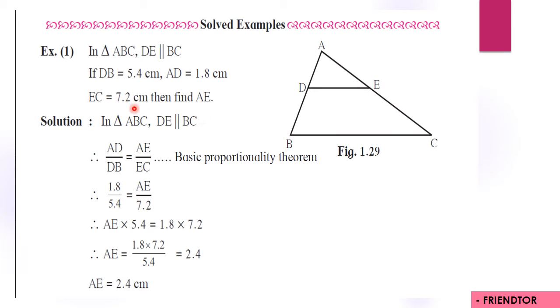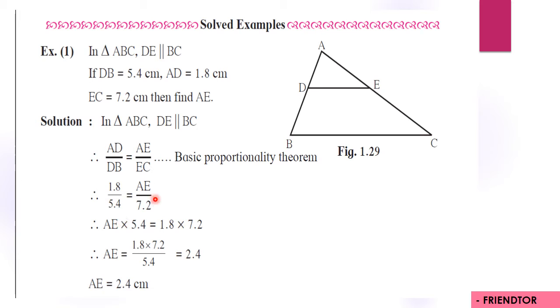Now let's see what we need to find. DB is 5.4, AD is 1.8, EC is 7.2, and we need to find AE. By the basic proportionality theorem, AD upon DB is equal to AE upon EC. These three values we already have, so we can find AE very easily. In triangle ABC, DE is parallel to BC, therefore AD upon DB is equal to AE upon EC. The reason is the basic proportionality theorem. Substituting the values: AD is 1.8, DB is 5.4, EC is 7.2, and AE is what we have to find.